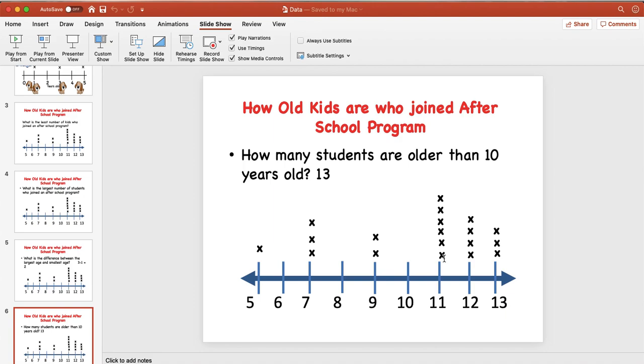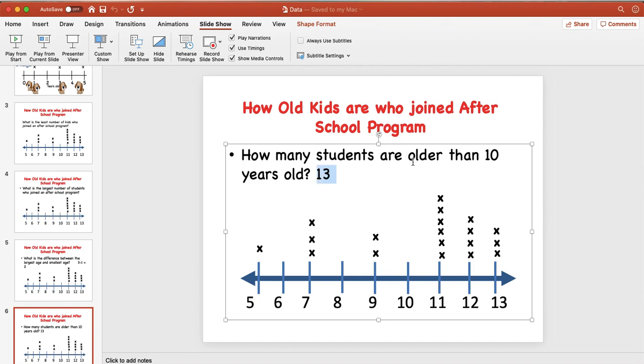So over here, we are adding. So we have 1, 2, 3, 4, 5, 6 11-year-olds. We have 1, 2, 3, 4 12-year-olds. So if I did 6 plus 4, that's 10. And then I have 1, 2, 3 13-year-olds. So 10 plus 3 is 13. And that's how I got this answer over here.